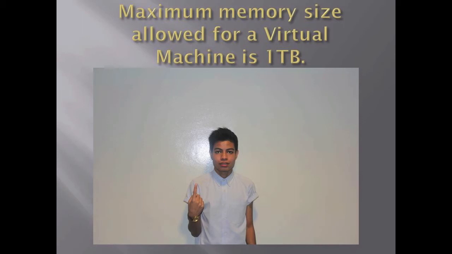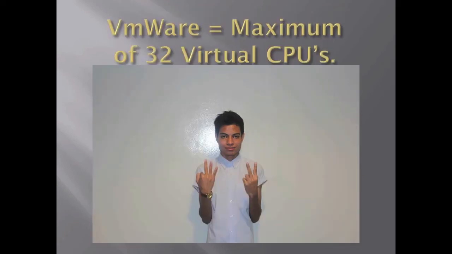The VMware vSphere client interface can provide a default memory size for your virtual machine at the time of creation. The maximum memory size allowed for a virtual machine is 1 TB. Memory size is the maximum amount of physical memory that the virtual machine can use. Virtual symmetric multiprocessing allows configuring a virtual machine with up to 32 virtual CPUs.